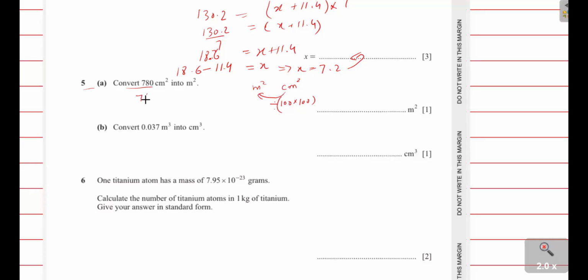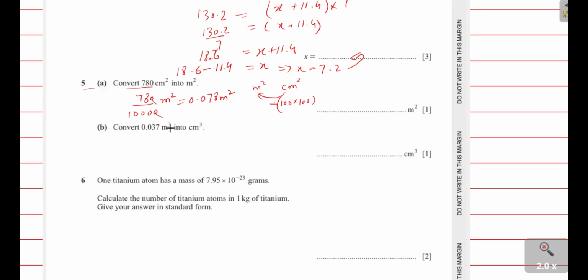Look here, this value is 780 divided by 100 into 100, which is 10,000. This value is converted into meter square, and this will be equal to 0.078 meter square. Next, part B: convert 0.037 meter cube into centimeter cube.